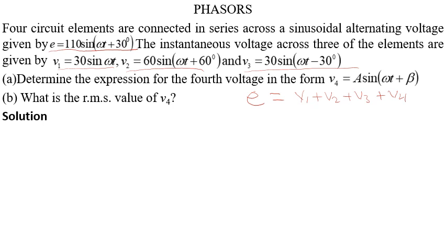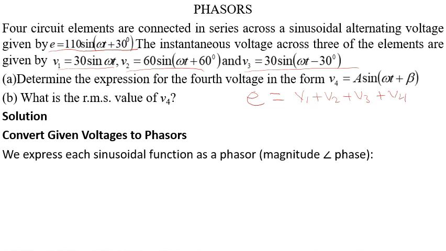In this video, I want to use complex numbers to solve this question. I'll mix complex numbers with phasors so that you understand how it goes. So first of all, we have to convert the given voltages to phasors. How do we convert this voltage, the E, 110 sine omega t plus 30? We can simply convert it to a phasor by taking the magnitude and the phase. So for E, the magnitude is 110 and the phase is 30 degrees. We'll just do the same for V1, V2, and V3.